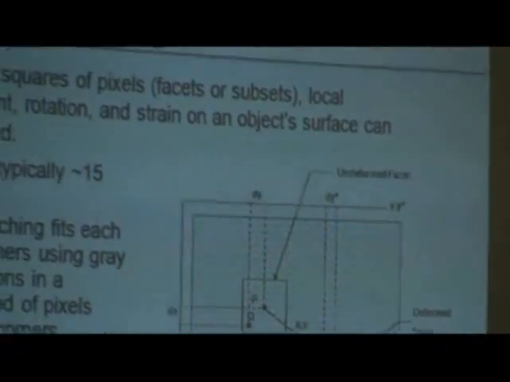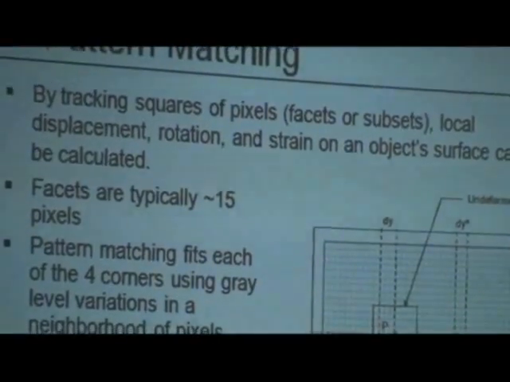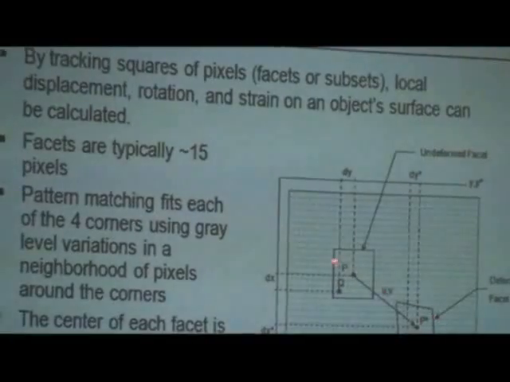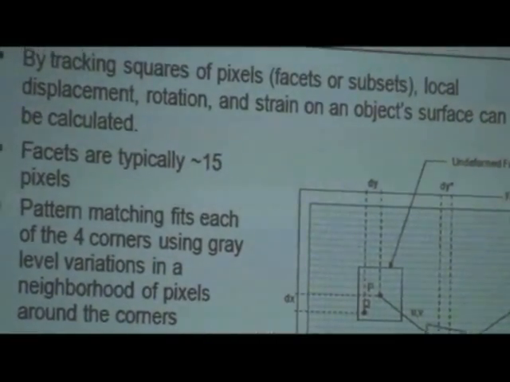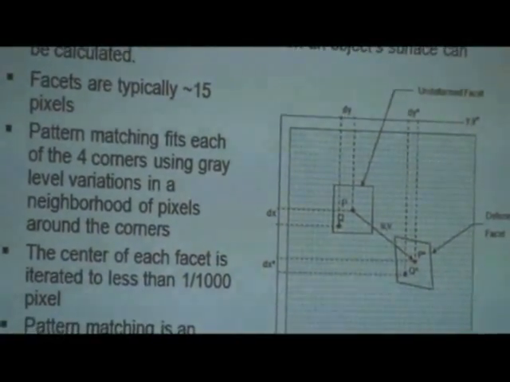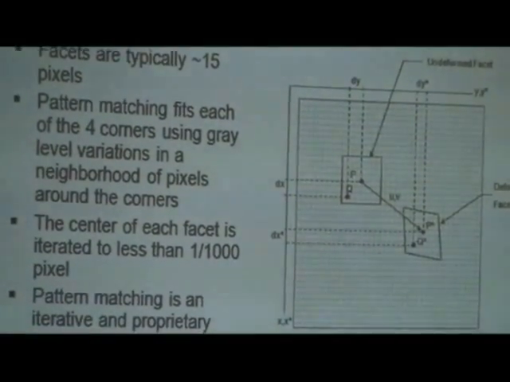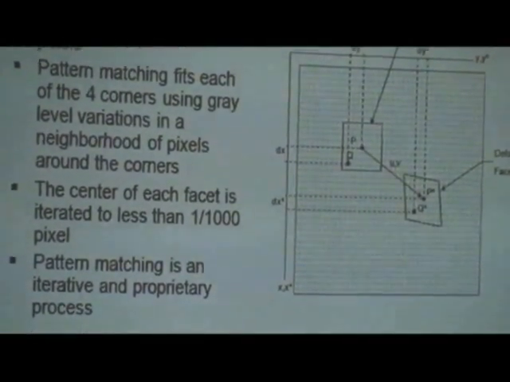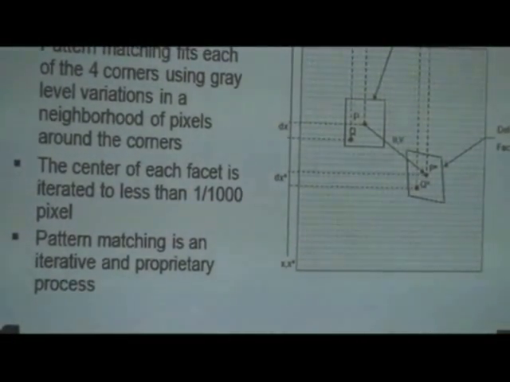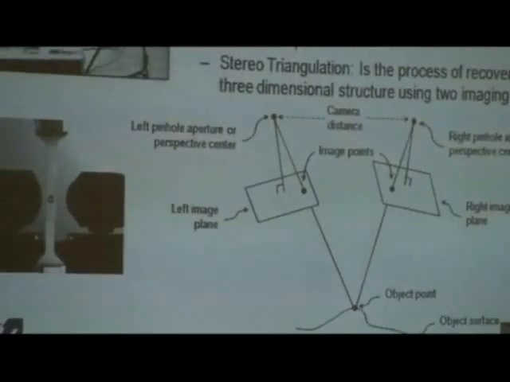This is another example. What the technique does is it looks at these facets. It creates a set of facets based upon these pixels. As a facet moves and deforms, we can measure the strain or deformation of that. The facets are typically 15 pixels, and the correlation techniques rely on a pattern matching technique, which is typically very proprietary, based upon the system that you're using. One of the things is that the center of each of these facets is iterated to about 1,000th of a pixel. So it's a very accurate technique, and I'll demonstrate that in a few slides.